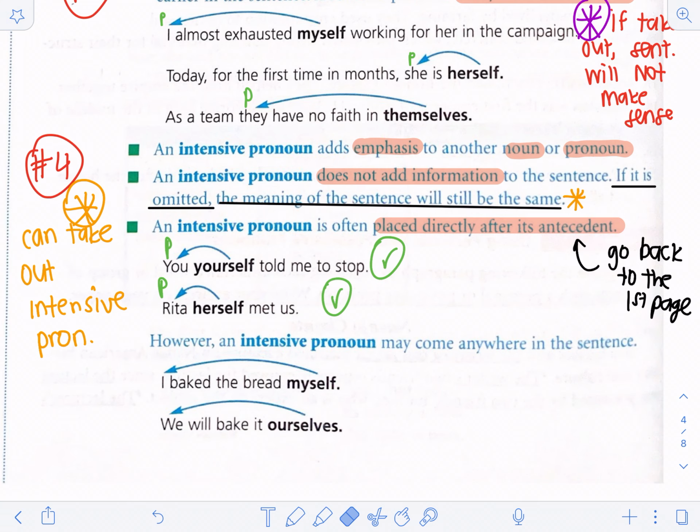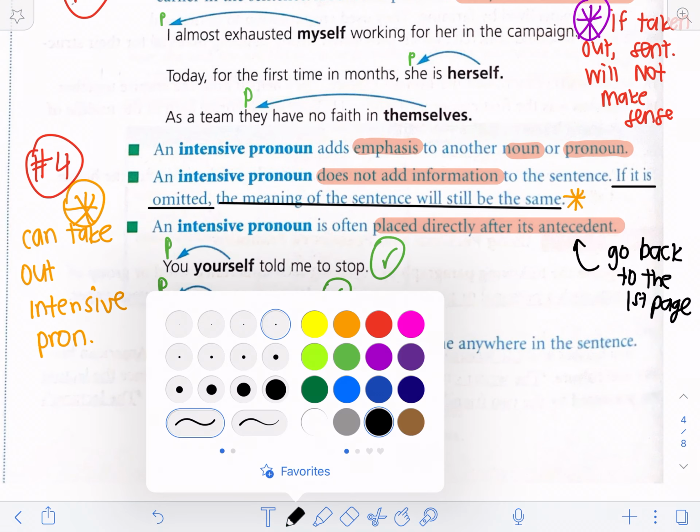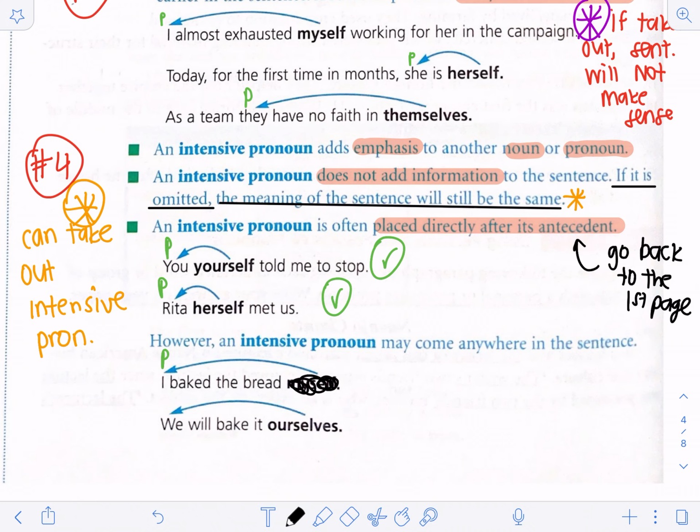The one thing I don't want you to get tripped up on is the location in the sentence. Sometimes it's right next to the antecedent. Sometimes, however, it's very spread apart, and the only way you will get it right is by checking if you can take it out or not. So, "I baked the bread myself." It is reflecting back to the personal pronoun I. If I were to cross it out, I could end the sentence there. I baked the bread. So I would know it's intensive.